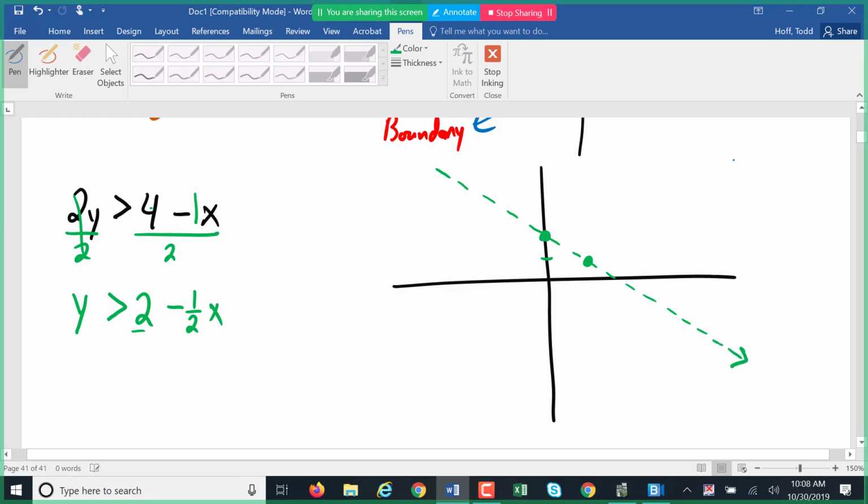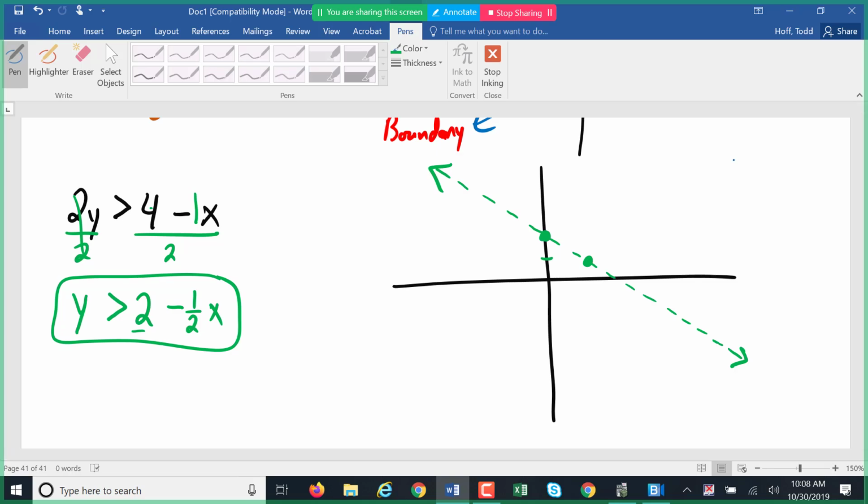So that line still represents the boundary values, but the fact that it's a dashed line is telling us that points that are exactly on that line do not satisfy this inequality. Now we need to figure out whether to shade above the line or below the line. So I'm going to pick a point and see if it's true. I'm going to use the origin again. Of course, the origin is 0, 0.